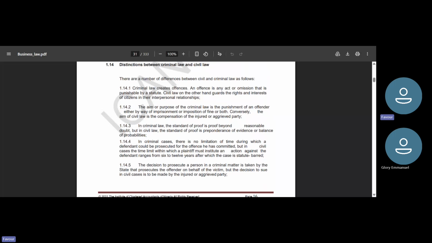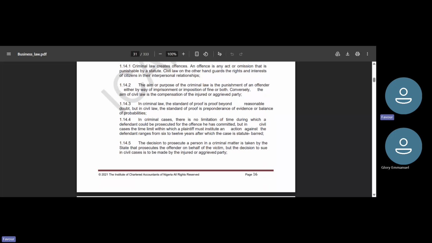Then the third difference is that in criminal law, the standard of proof is proof beyond reasonable doubt. So your proof should be beyond reasonable doubt. There should not be any doubt from this proof. But in civil law, the standard of proof is preponderance of evidence or balance of probability. So it's just like, okay, let's look at it. What's the probability of this and that? But for criminal law, you must prove beyond reasonable doubt. Take note of beyond reasonable doubt, right?